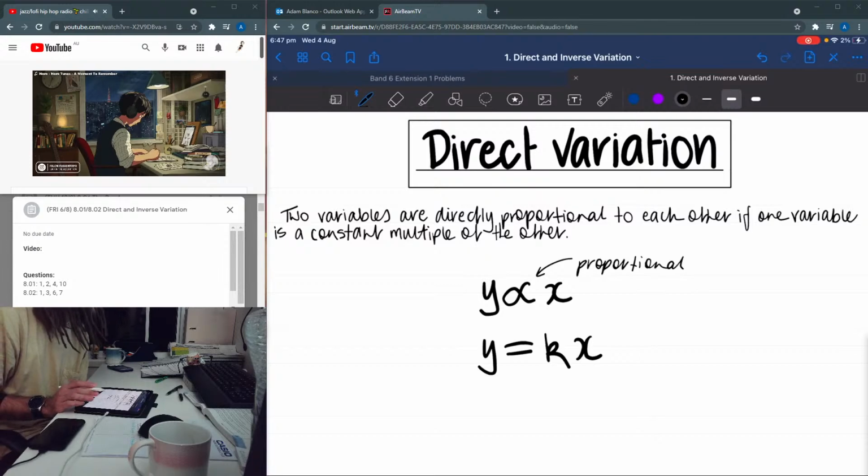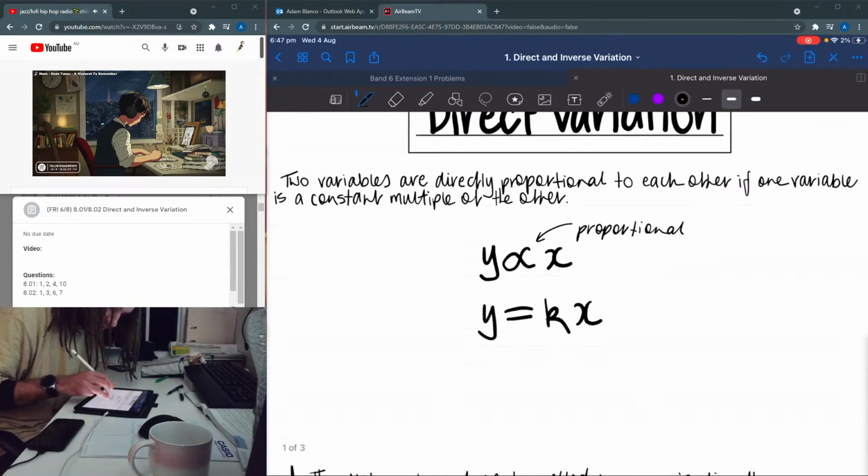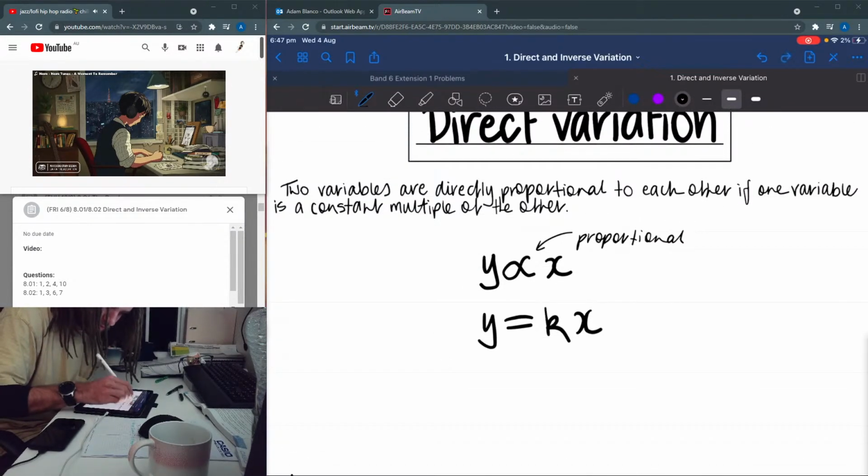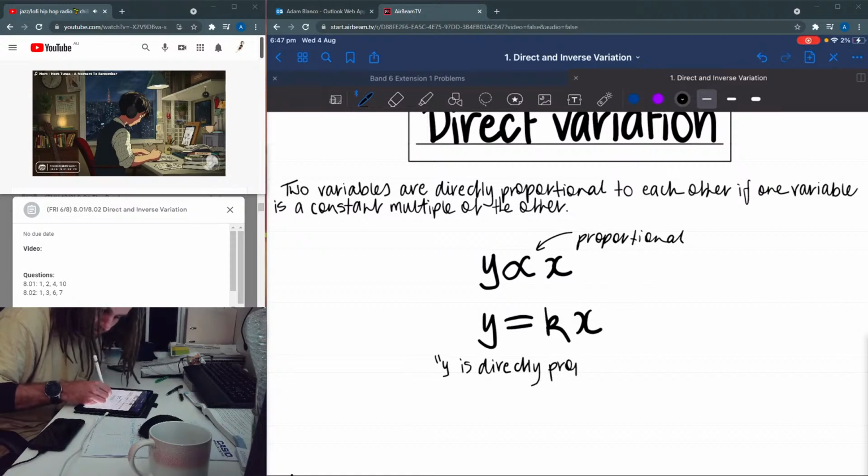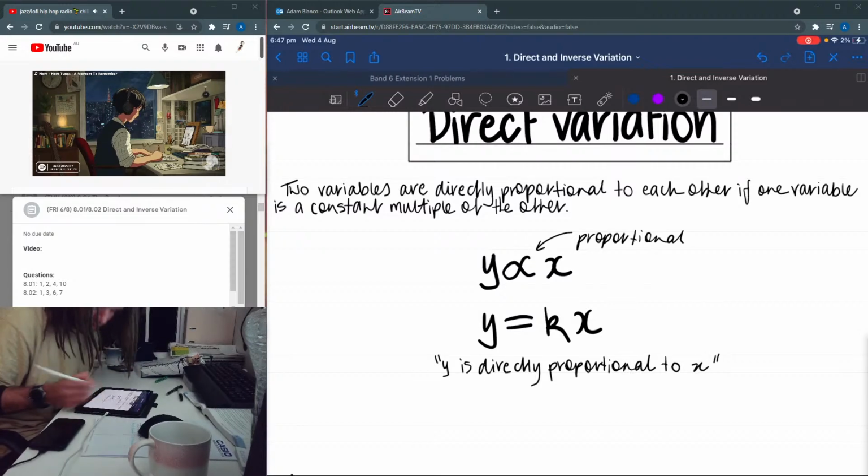I was going to write a couple of things, but I think I've said it. This statement basically says y is directly proportional to x. I don't know why I did a bracket there. Is there anything else I want to write? No, everything I pretty much just said. Okay, so I guess we'll go through a question.